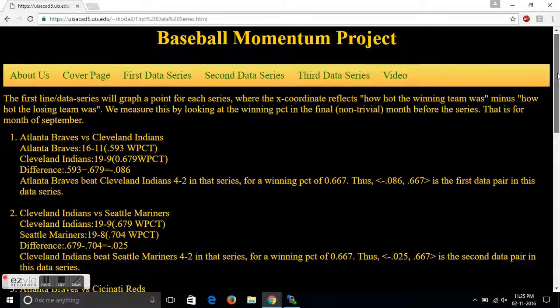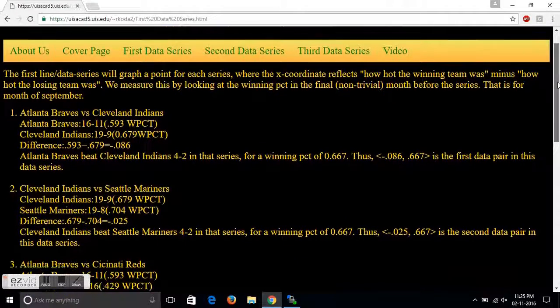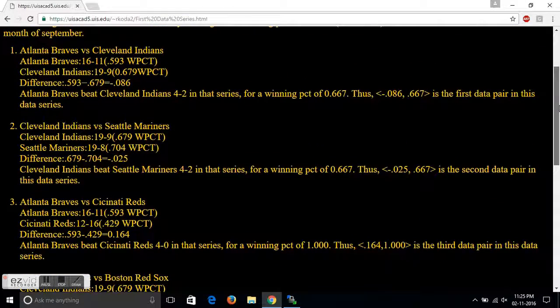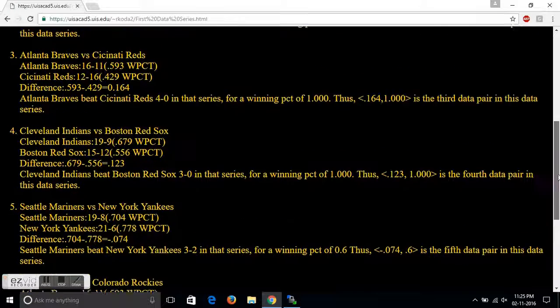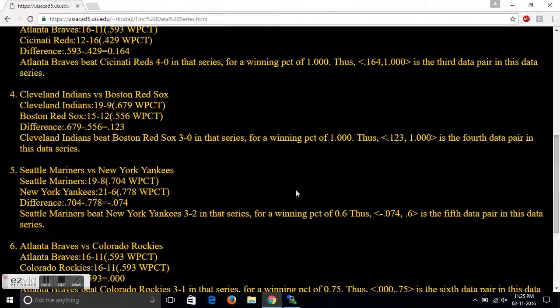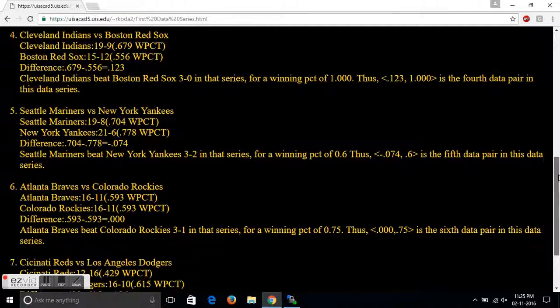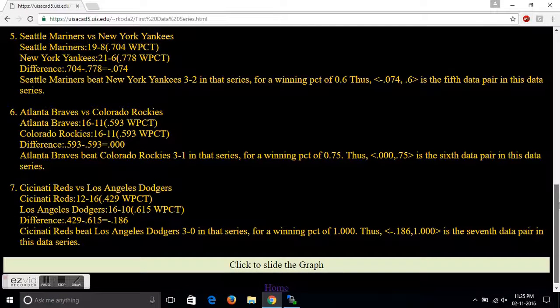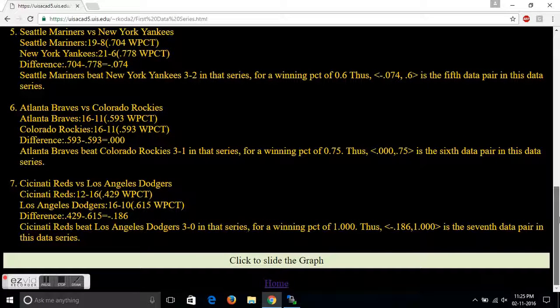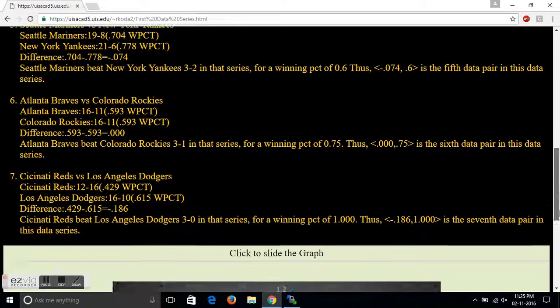Similarly, we calculate these coordinates for the remaining playoff series in that year. For Cleveland Indians versus Seattle Mariners, for Atlanta Braves versus Cincinnati Reds, for Cleveland Indians versus Boston Red Sox, for Seattle Mariners versus New York Yankees, for Atlanta Braves versus Colorado Rockies, for Cincinnati Reds versus Los Angeles Dodgers. We calculate all these points and then represent this in a graph. Here is a graph plotting these points.